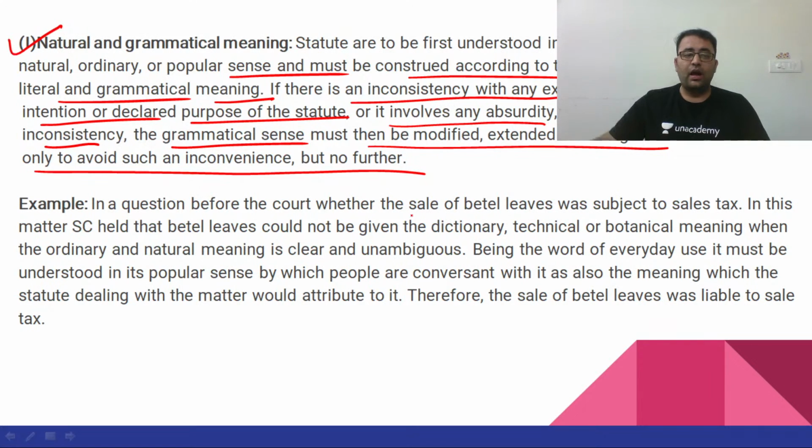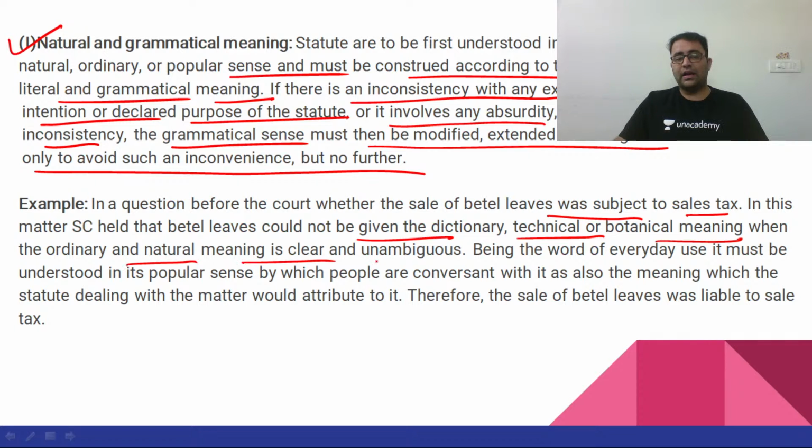Okay, example, in a question before a court whether the sale of betel leaves was subject to sales tax, in this matter, Supreme Court held that betel leaves could not be given the dictionary, technical or botanical meaning when the ordinary and natural meaning is clear and unambiguous. Being the word of everyday use, it must be understood in its popular sense, by which people are conversant with it, also the meaning which the statute dealing with the matter would attribute to it. Therefore, the sale of betel leaves was liable to sales tax.